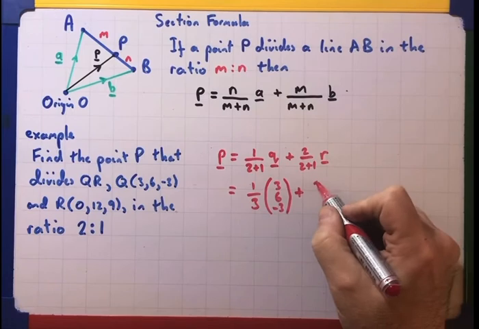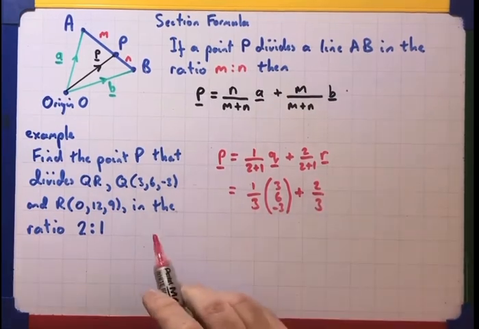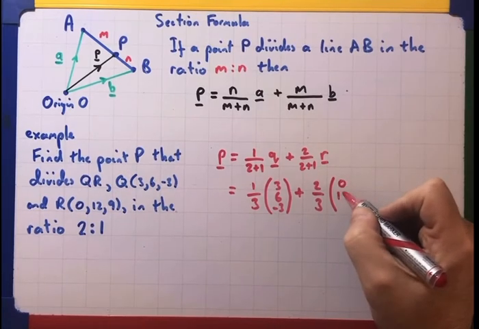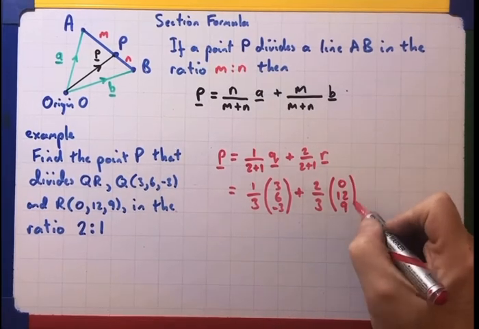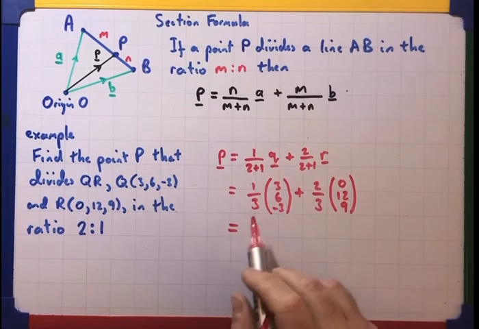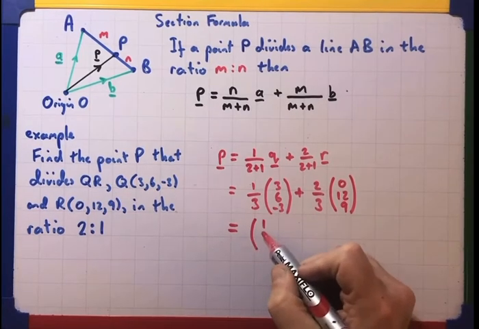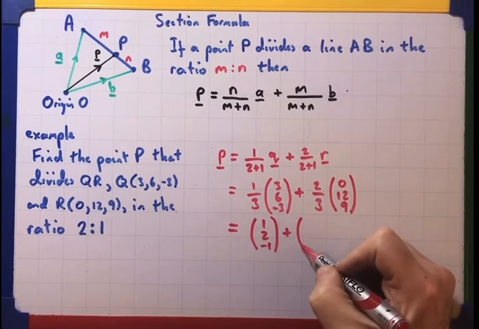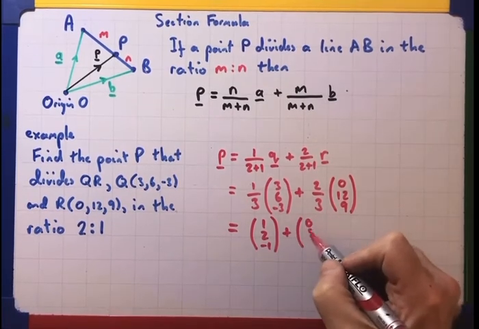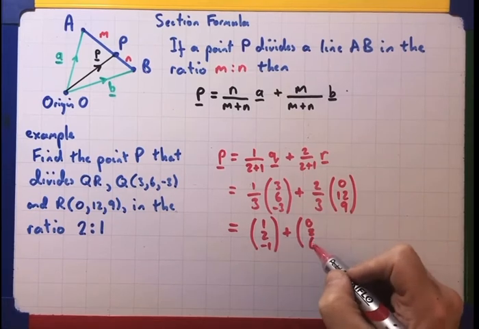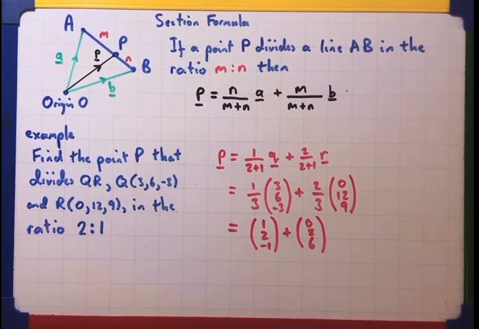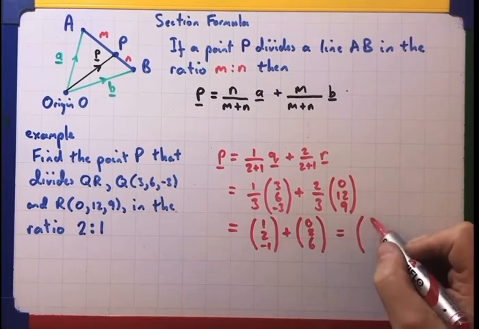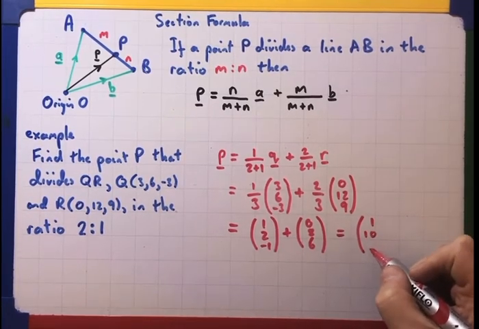plus 2/3 of 0, 12, 9. Okay, let's have a wee look at that. That'll give us 1, 2, minus 1, plus 0, 8, 6. Okay, add them together and we get 1, 10, 5.